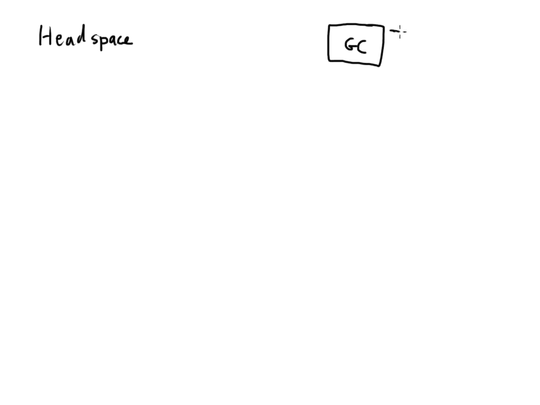Off here to the right-hand side, I'm going to draw a separate box, and this box is going to represent my detector. We talked about a couple of different detectors: TCD, FID, mass spec. Those tend to be the more common ones that you'll see out in a laboratory somewhere, and we talked about those differences. But really what we're focused on now is what changes on the front end of this system.